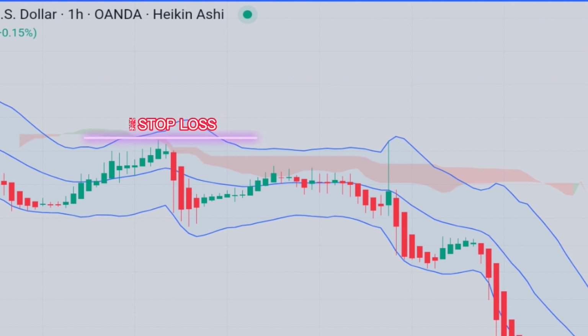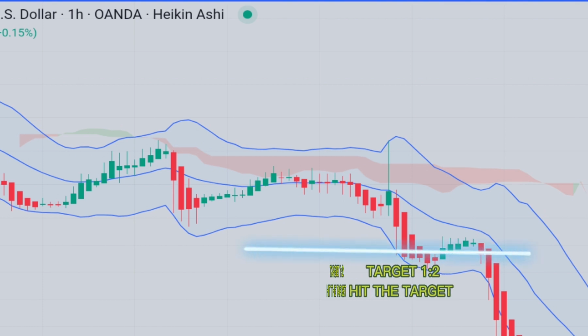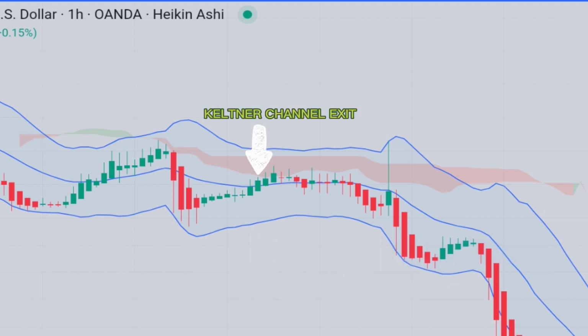There are two options for the target, and this choice is all about the trader's own perception of risk. A. With a conventional method, the target could be 1 to 1.5 or 1 to 2. B. After entering, the trade should be closed when the price crosses the middle band of the Keltner channel upwards or at the close of the first green candle.